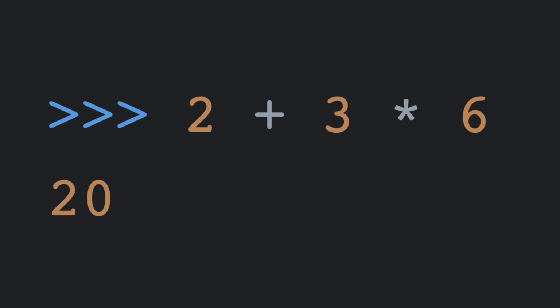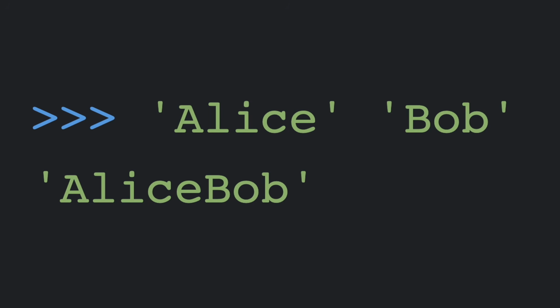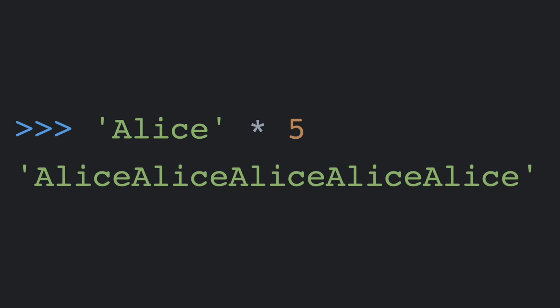Basic math works just like you would expect in Python. You can just do addition, multiplication, division, basic order of operations. You can use parentheses. You can concatenate strings just by putting 2 strings right next to each other. You can use a plus sign to concatenate them, to put them together, but you don't have to. You can just use a space. And you can also multiply strings. Alice times 5 equals Alice 5 times.